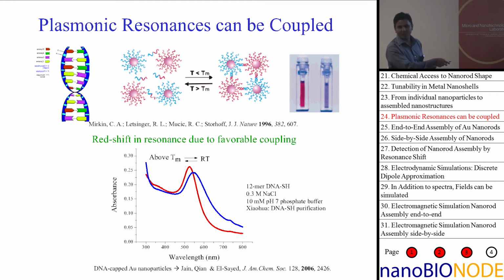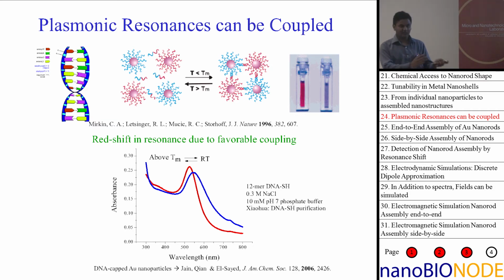That's what happens in the absorption spectrum. But visually, you can see a color change from red to purple. As the absorption spectrum moves towards the IR, the color changes to blue and purple. And so visually, you can sense if you've added the right strand. So you can sense specific sequences of DNA using this. Now, it turns out, even if you have a couple of mismatches in the Velcro strand, this does not happen. And that's how Chad Mirkin detected DNA mismatches.